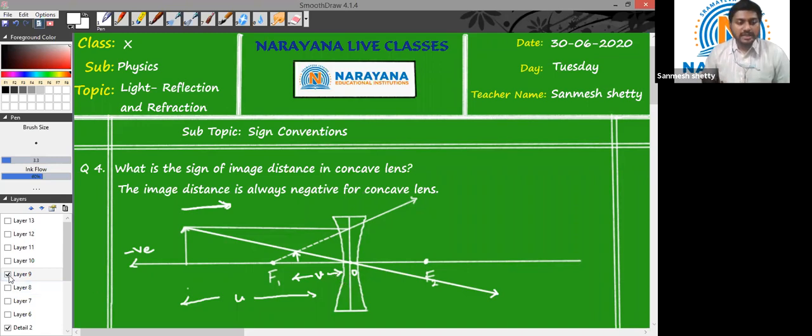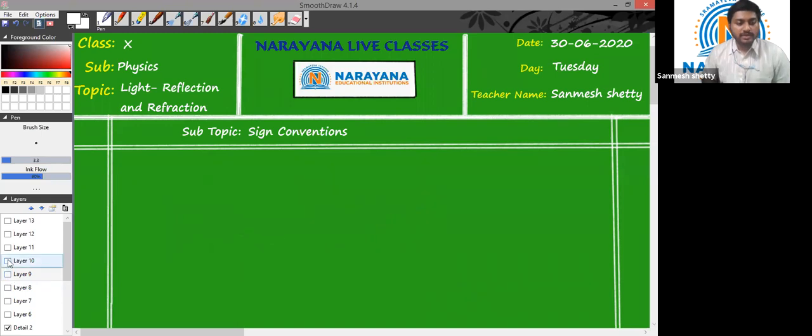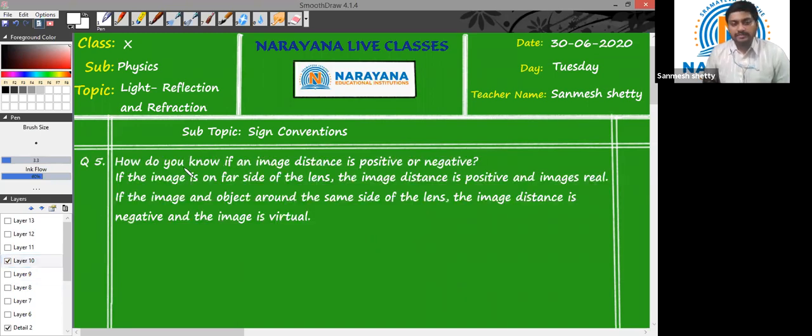I hope the point is clear to you all. Let us proceed further to our next question. Question number 5. How do you know if an image distance is positive or negative? Now, it is very easy to decide.